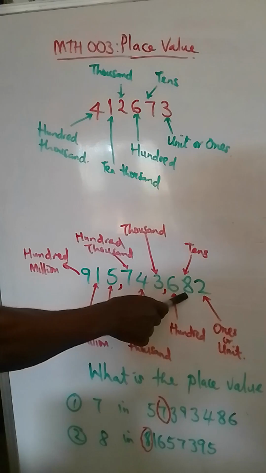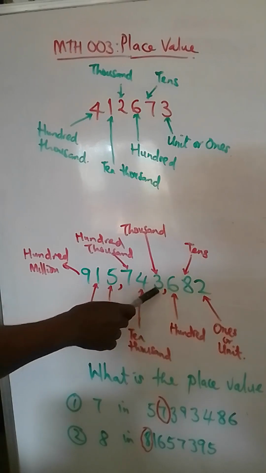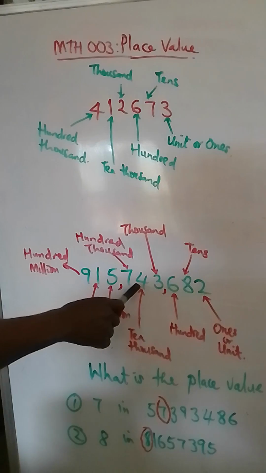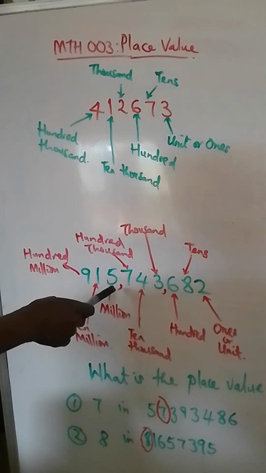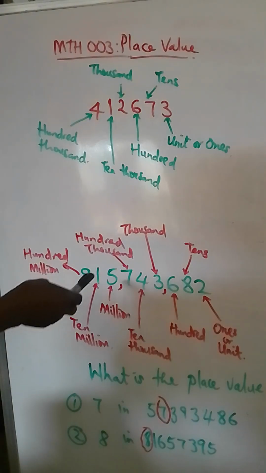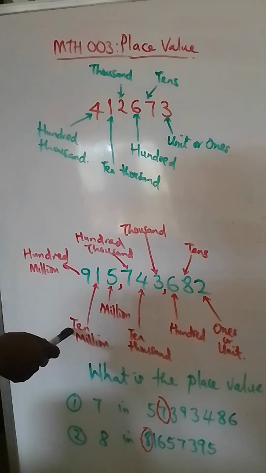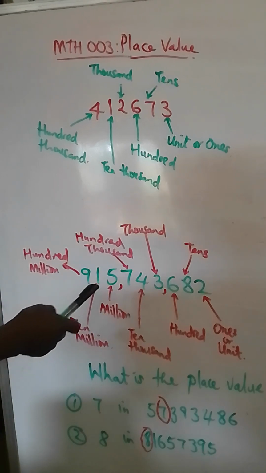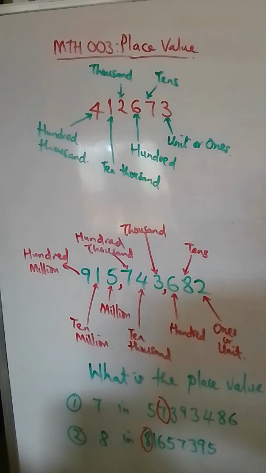The second one is tens. The third one is 100. The fourth one is 1,000. The fifth one is 10,000. The sixth one is 100,000. And then the seventh number there is million. So don't forget. And also, the eighth number is 10 million. That is, immediately after million, you have 10 million. And after 10 million, you have 100 million.